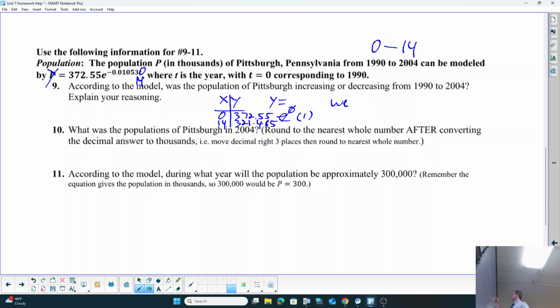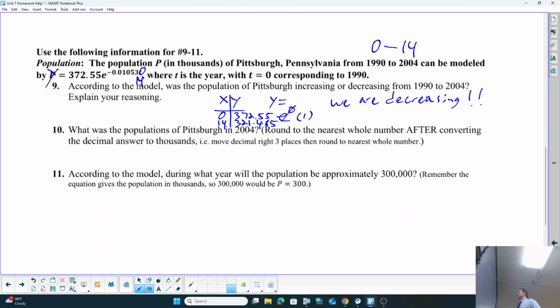So we are decreasing. Our y value is going down. So as time goes on, our population is decreasing.